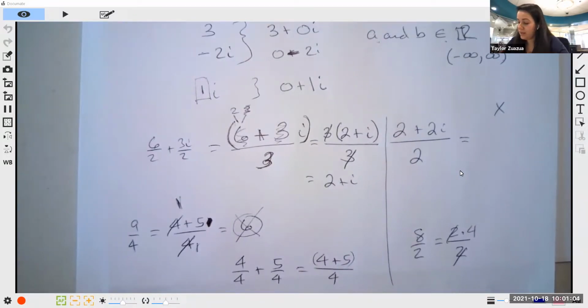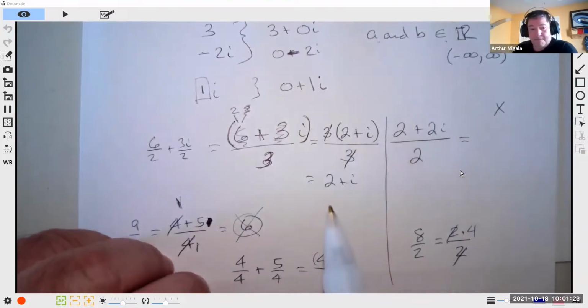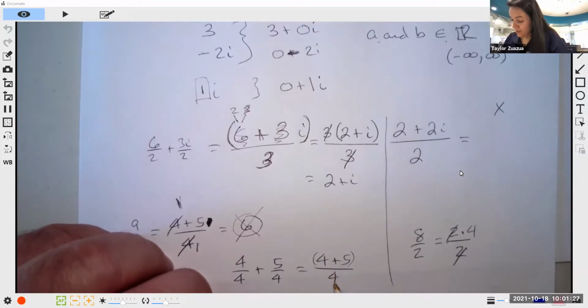Gotcha. 2 plus I. So you can only cancel if it's only multiplied together. Cancel during multiplication. All right, got that.